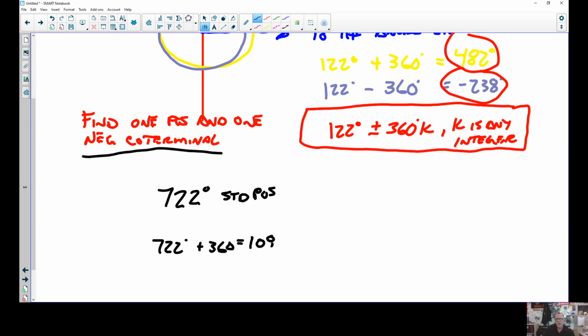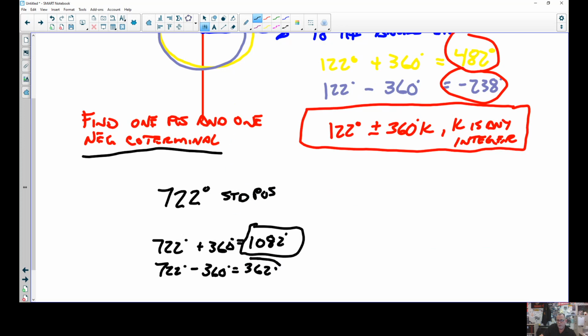So that would be 1,082 degrees. That is one positive coterminal. Now I could also do 722 degrees minus 360 degrees. And that would be 722 minus is 362, right? So 362 degrees. Now that's another positive one, but it wants one positive, one negative.